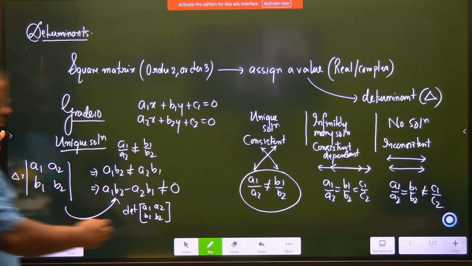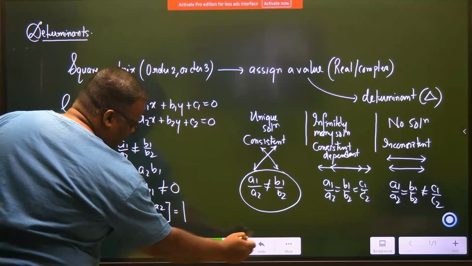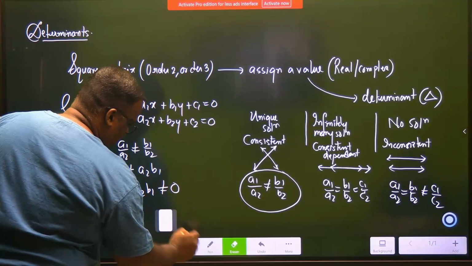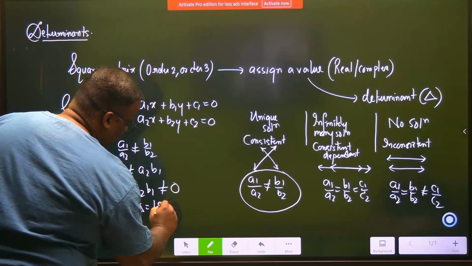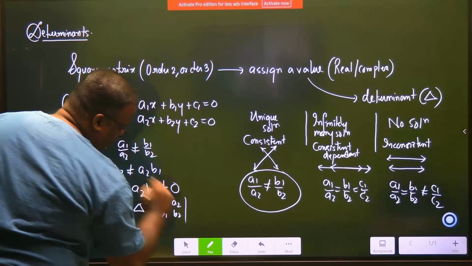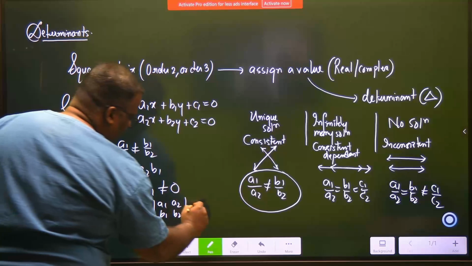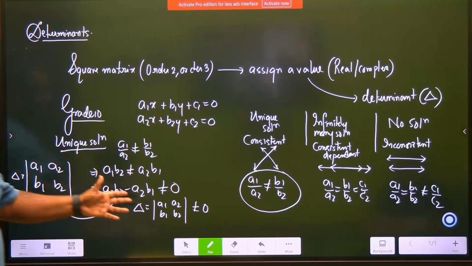Now, what is the determinant value of the matrix? Let's put it like this. Let's say the determinant value of a matrix A1 A2 B1 B2. Here we just put a straight line. This value should not be equal to 0. This is what we mean by determinant.